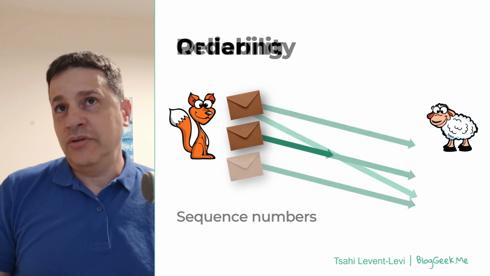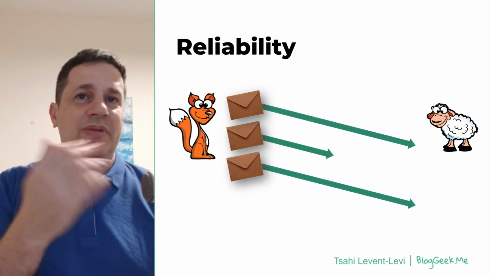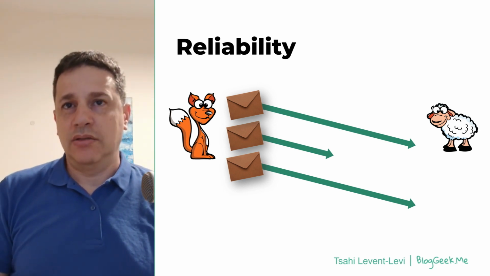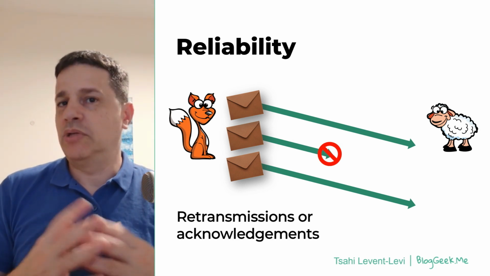The other thing that I want to show you is reliability. The fox now sends 3 messages, and guess what? Message number 2 didn't arrive. What do we do now to fix that?